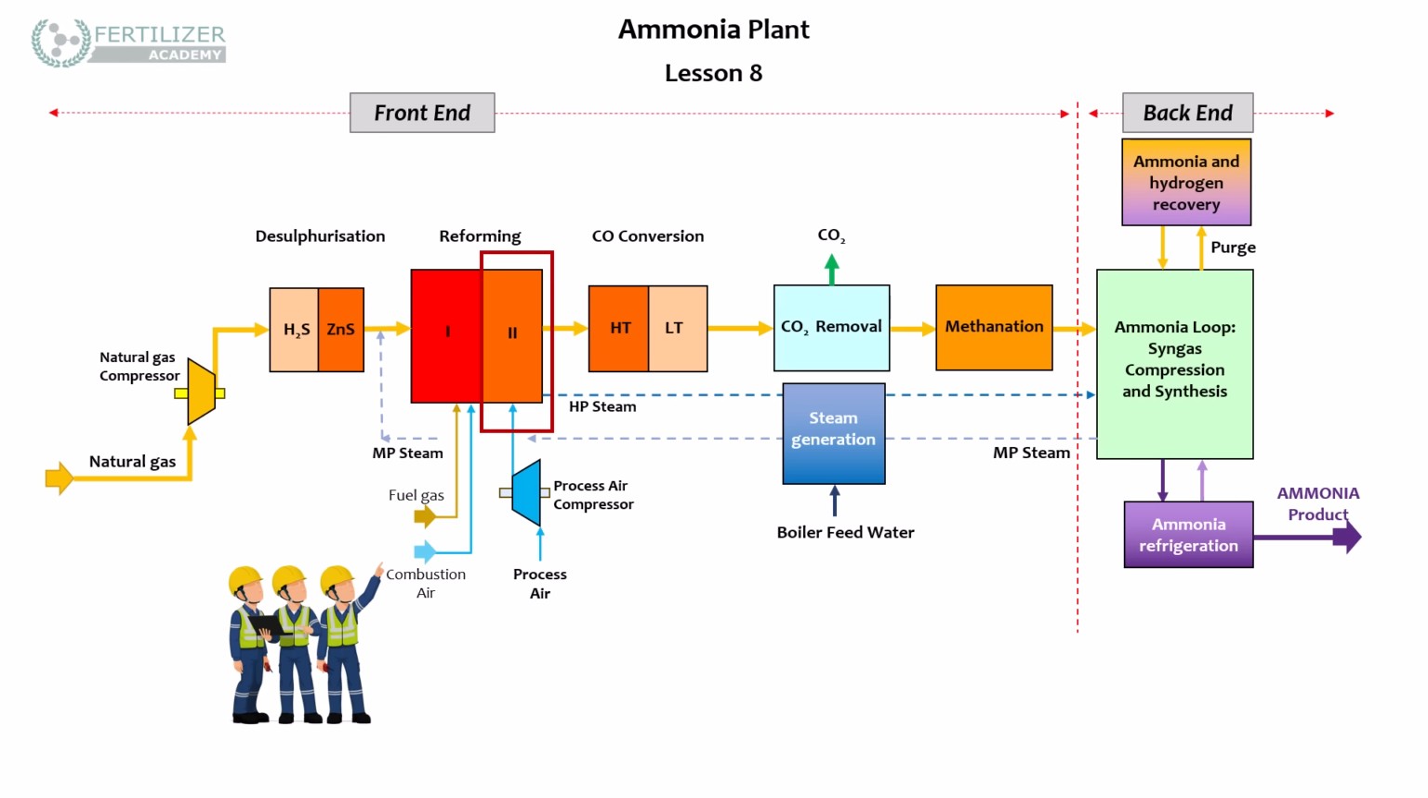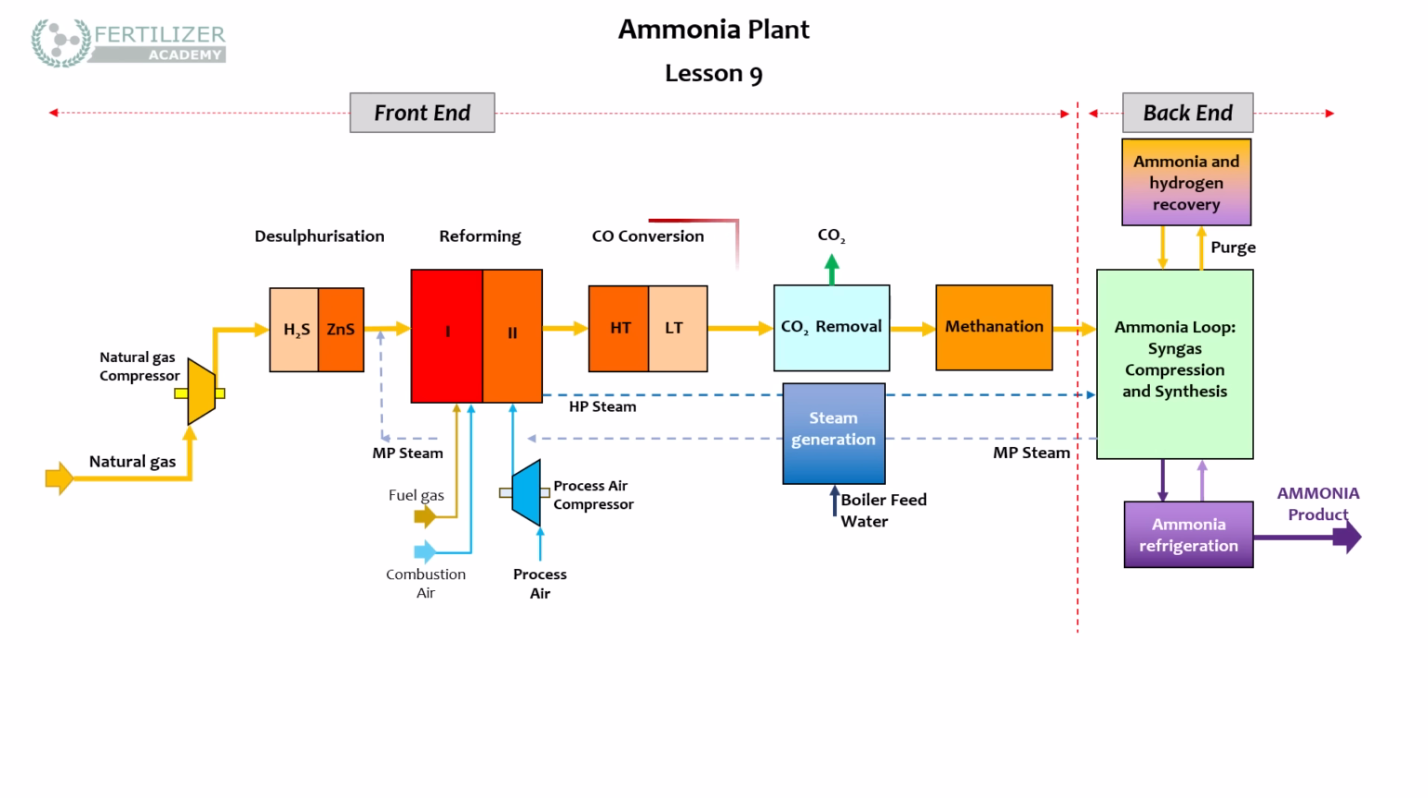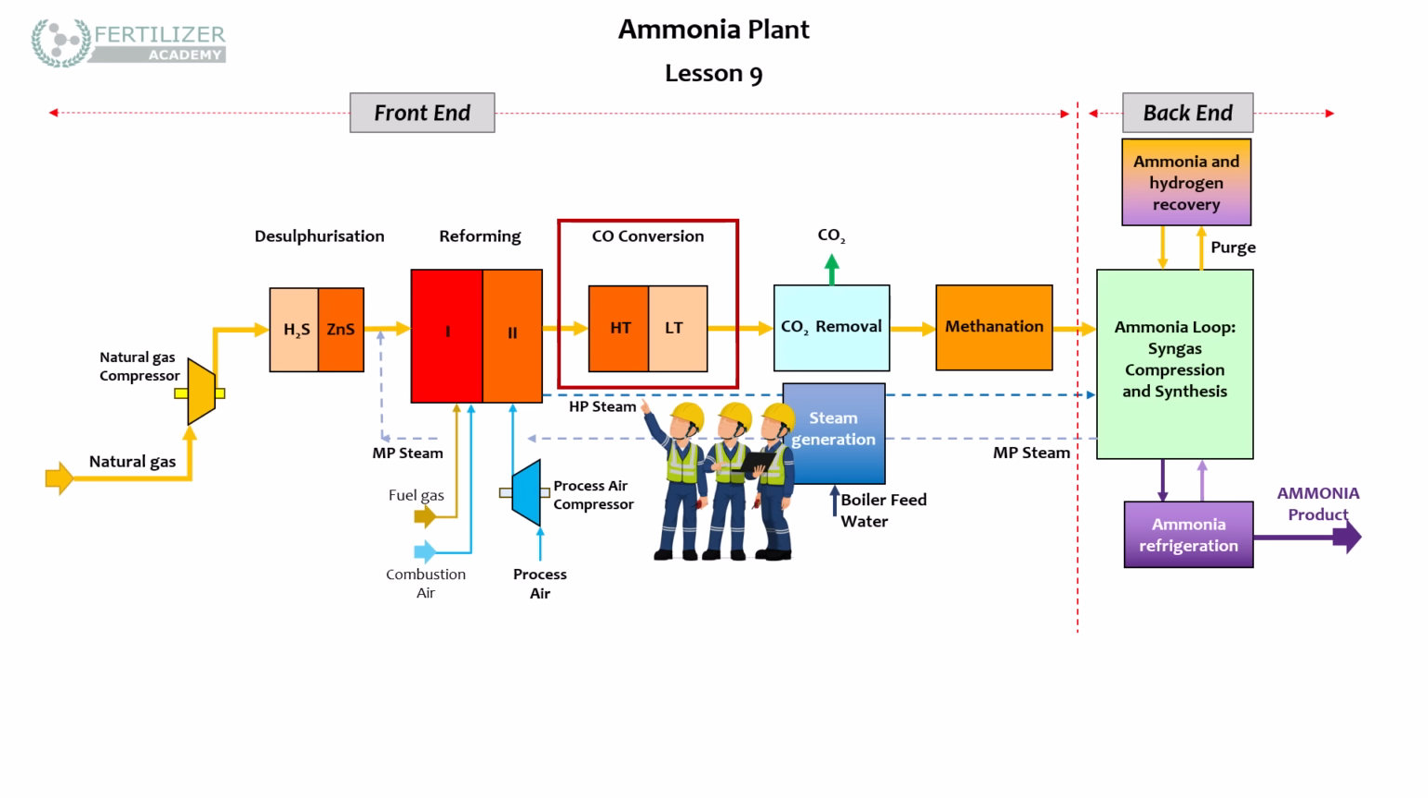In this lesson, we move on to the secondary reforming section. At this stage, the conversion of hydrocarbons into synthesis gas is completed, achieving the required hydrogen to nitrogen ratio. Lesson 9. CO conversion section. Now, in this lesson, we move on to the carbon monoxide conversion section. This is an important stage in which carbon monoxide reacts with steam to form carbon dioxide and hydrogen.